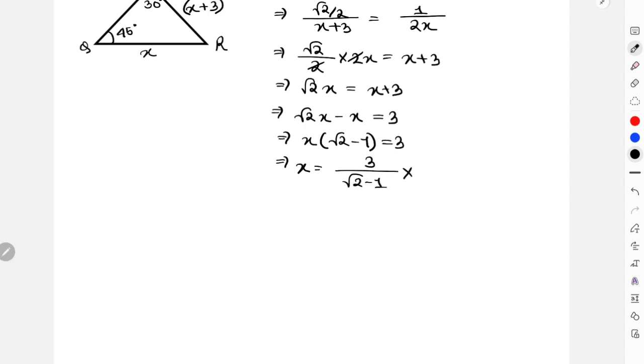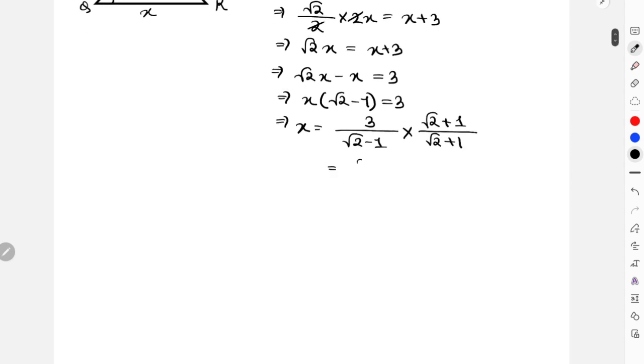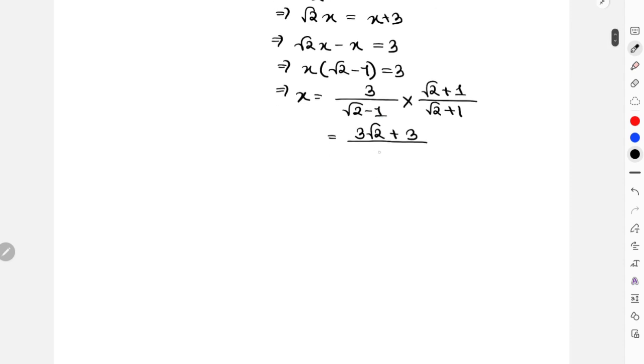And obviously we cannot keep root in the denominator, we have to rationalize this now. So root 2 plus 1, root 2 plus 1. So now you have 3 root 2 plus 3, and root 2 times root 2 is just 2, and this is going to be minus 1. So 2 minus 1, this is just 1. So final answer is 3 root 2 plus 3. On the denominator, the 1 will not be that significant.